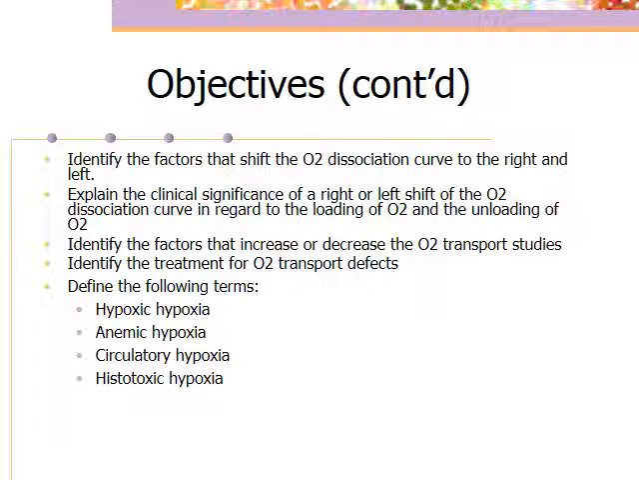Other things we will be looking at are the O2 dissociation curve and what makes it shift to the right and to the left. We'll also explain the clinical significance of that O2 dissociation curve, and then we'll look at factors that increase or decrease CO2 transport studies.